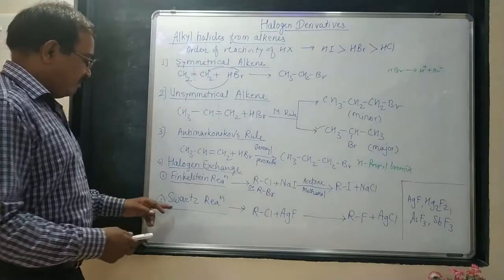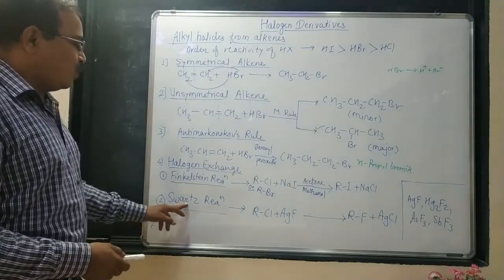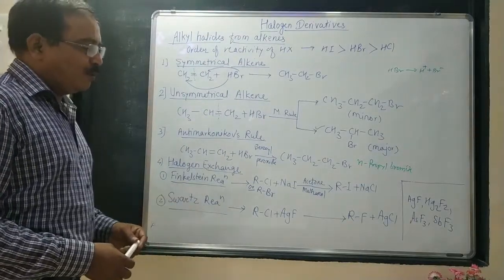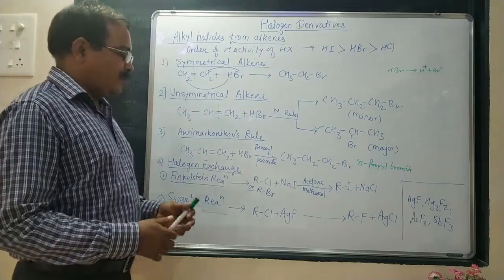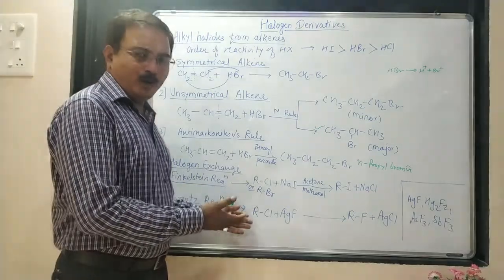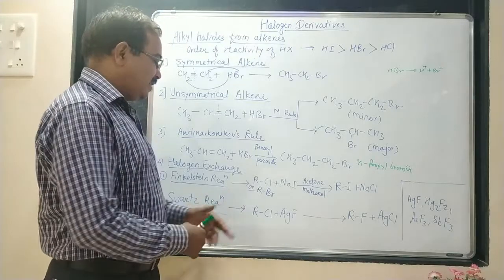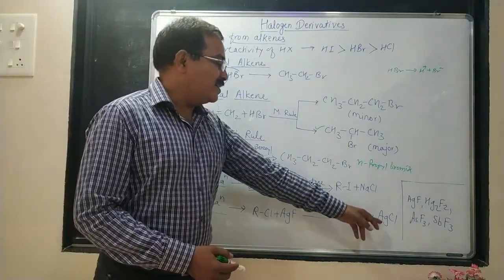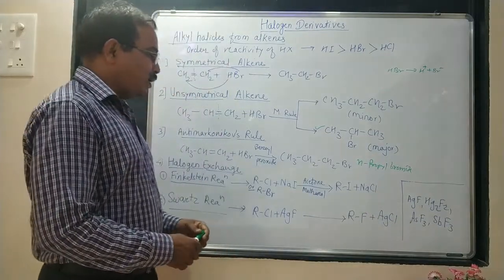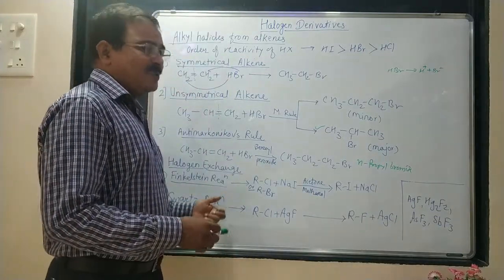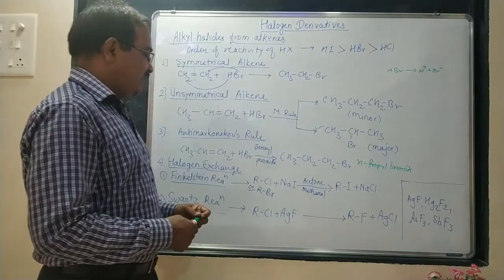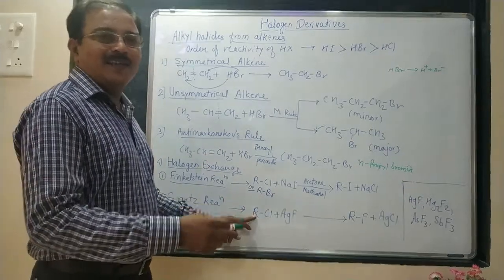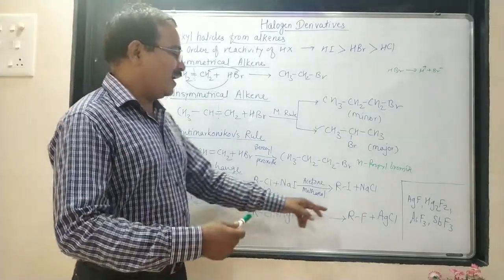Now the next reaction we will try to understand is the Swarts reaction. What is the characteristic of the Swarts reaction? As far as your board examination is concerned, just learn by heart the reaction RCl plus AgF gives RF and AgCl. AgCl will precipitate out there. The Swarts reaction is a conversion of alkyl chloride into alkyl fluoride.